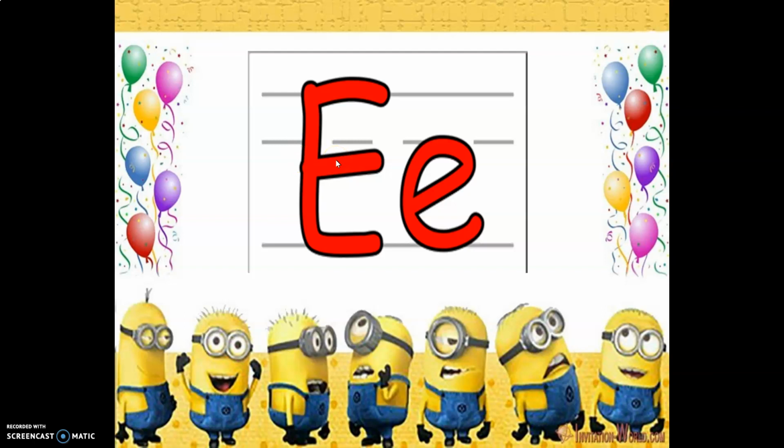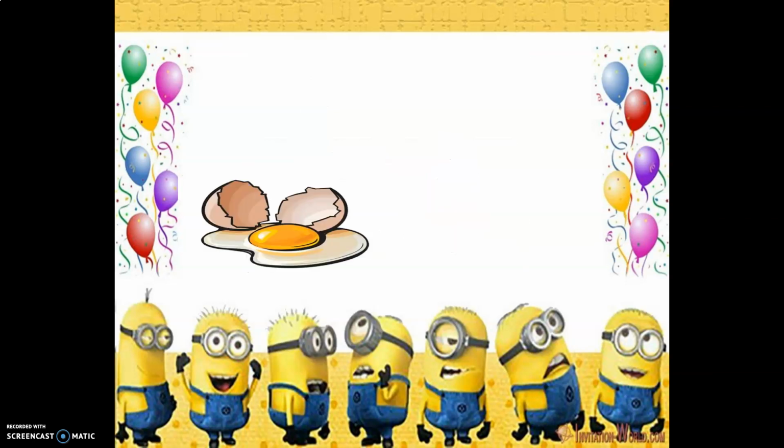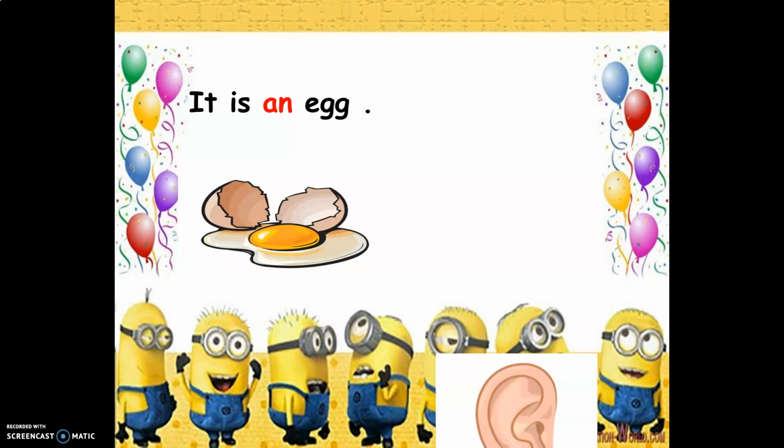So, the first letter is capital E, small e. And the sound is e, e. So, what is this? It is an egg. It is an egg.